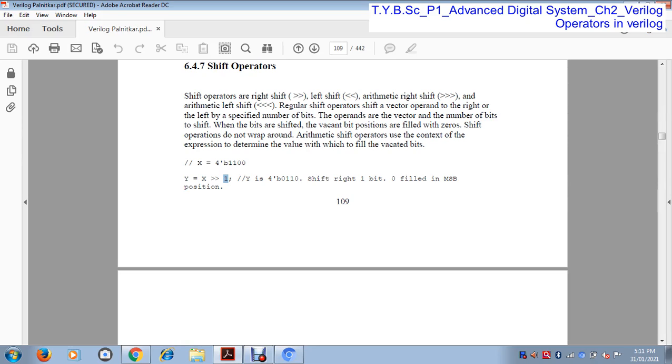So here we shift. This 0 goes to this position, this 0 goes here, this 1 goes to this position, and this 1 goes to this position. So the result is 0110, because this 0 at the LSB position, after shifting right, goes to the MSB, and the other 0 shifted to the next place, this 1 shifted to the next place, and this 1 shifted to the next place. So the result is 0110. In this way the shift operator is performed.